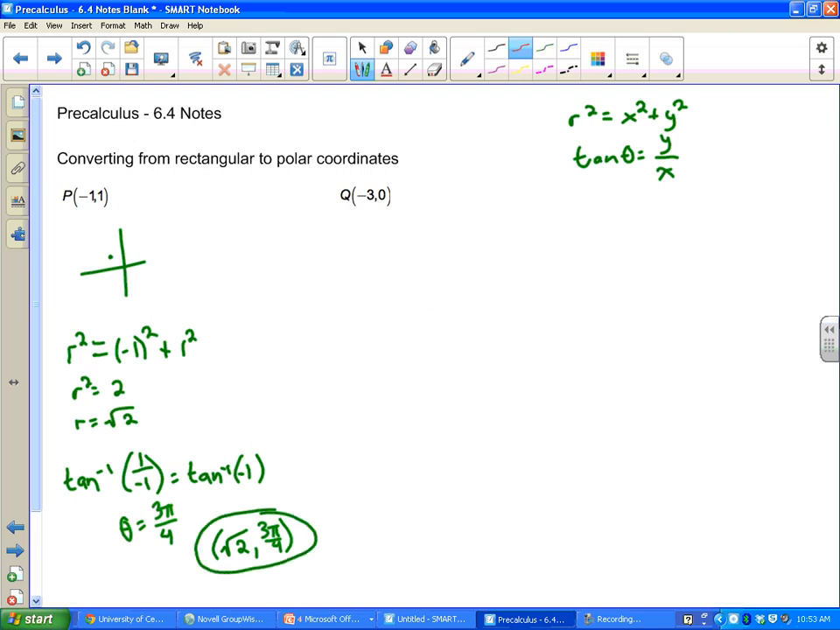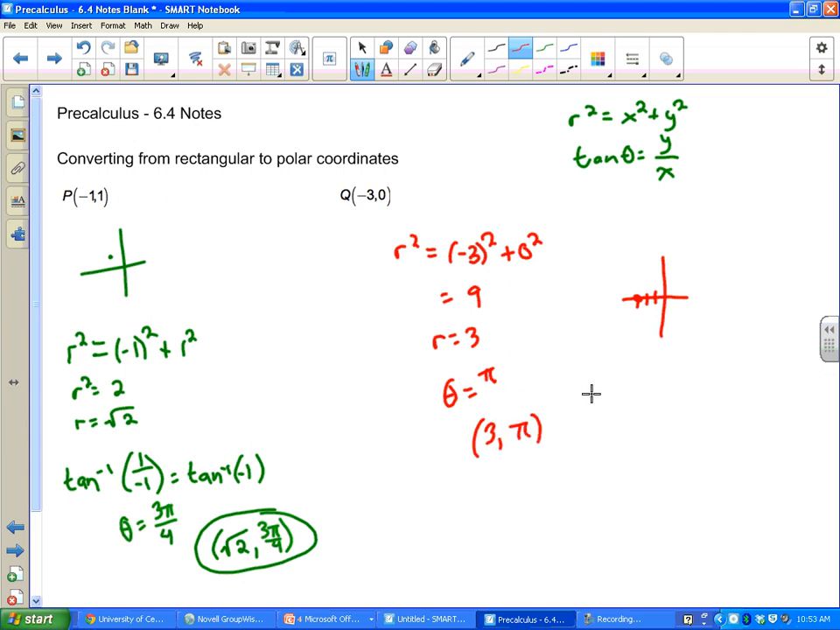Let's look here at Q. If I want to find my r coordinate, I do -3 squared plus 0 squared, which is 9, and then I square root it to get r is 3. And if you could have come up with that sooner, then that's fine. And then again, if we look at where this is, if I graph -3 comma 0, I get a point right here. What angle is that? That's going to be an angle of pi. I was about to say pi over 2, but it's not. It's pi. So this is the point 3 comma pi.